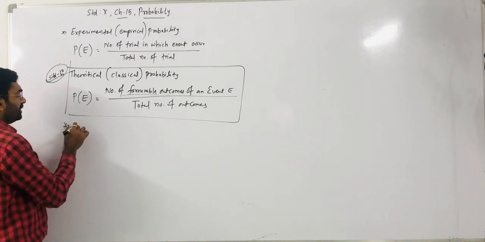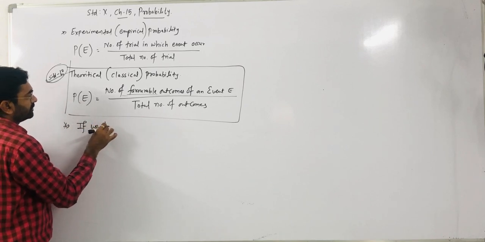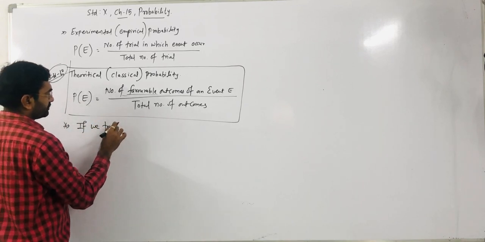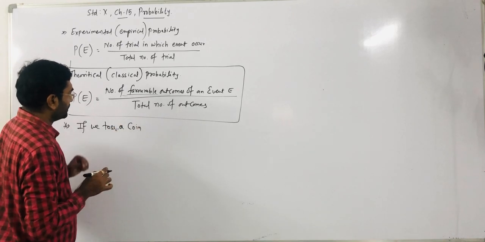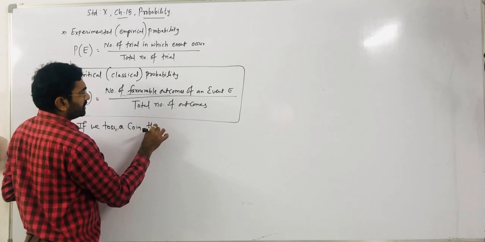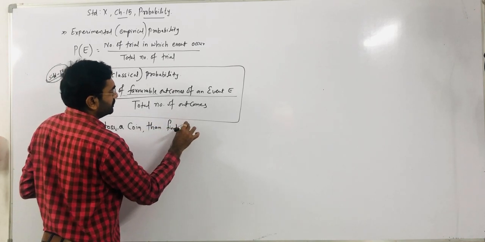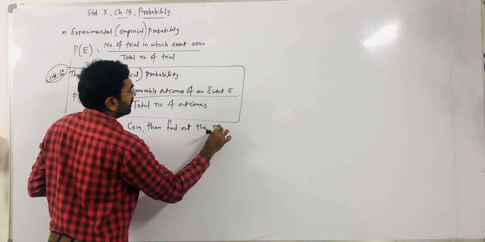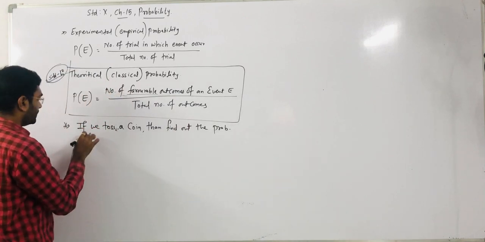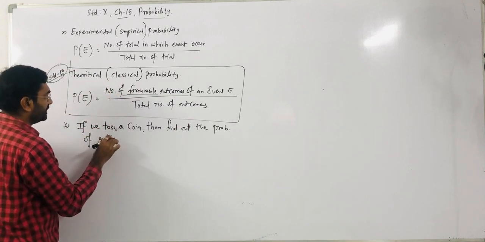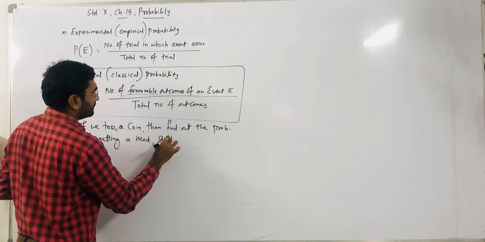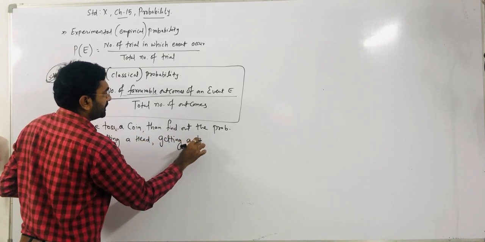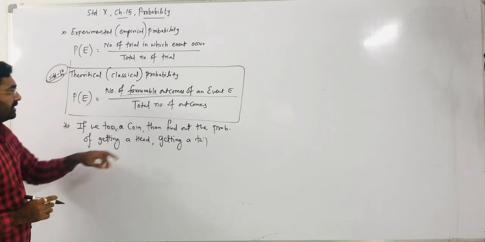If we toss a coin, meaning we toss the coin one time only, then find out the probability of getting a head as well as getting a tail. So it is very simple.